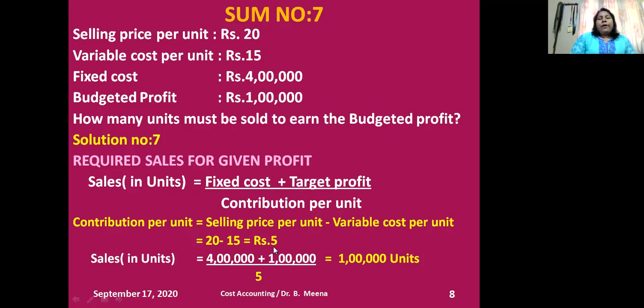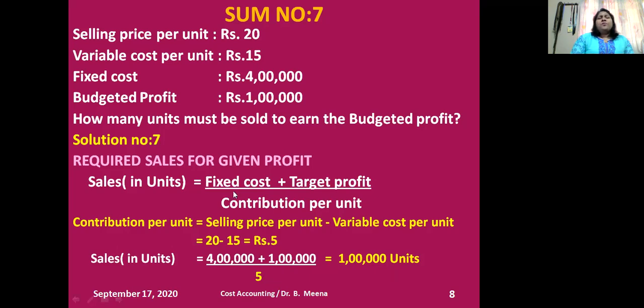Fine. Then I can substitute in the main formula to calculate the sales in units to achieve the target profit. Budgeted profit is how much? 1 lakh. So sales in units is equal to what is my fixed cost? 4 lakhs. What is my budgeted profit? 1 lakh. Divided by CPU, I mean contribution per unit, is 5. So 5 lakhs divided by 5, I'll get 1 lakh units. You need to mention the answer as units.